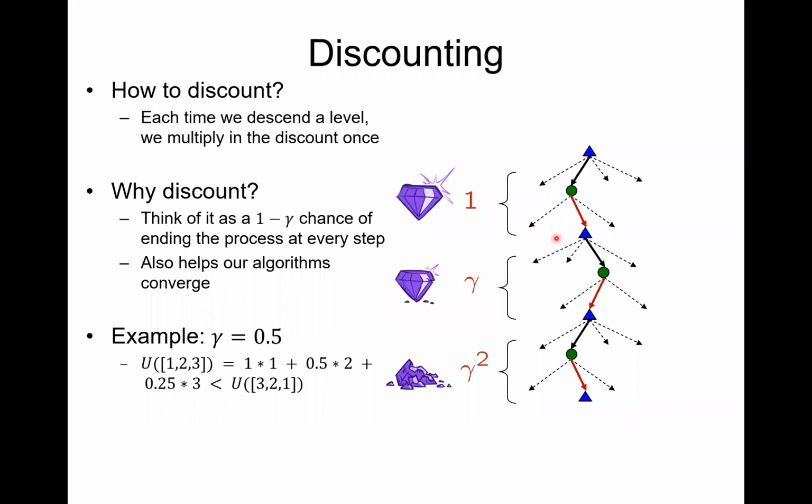So here's the example of gamma equals 0.5. That is, at every step, you have a half chance of finishing the episode and a half chance of continuing. So at the current time step, you get a reward of 1. Suppose your reward sequence is 1, 2, 3. Then at the next time step, your reward will be discounted by gamma, which is 0.5 times 2. At the next time step, your reward is discounted by gamma squared, which is 0.25 times 3.